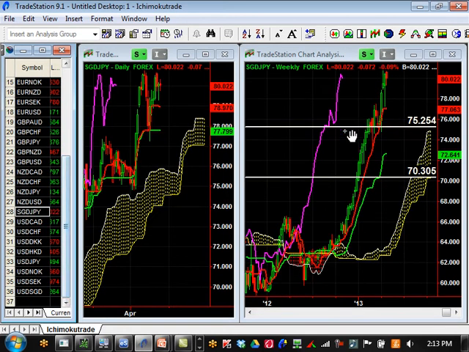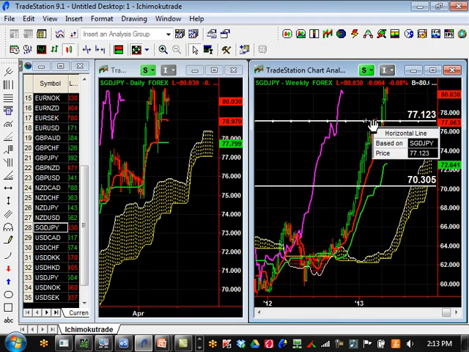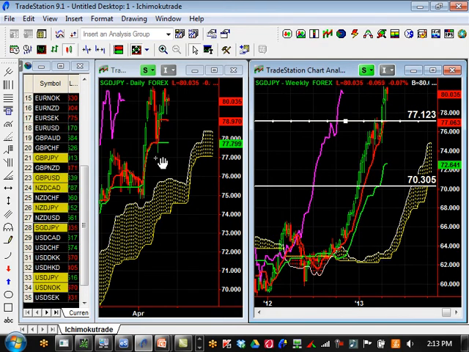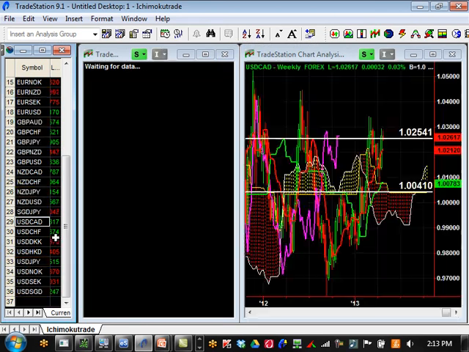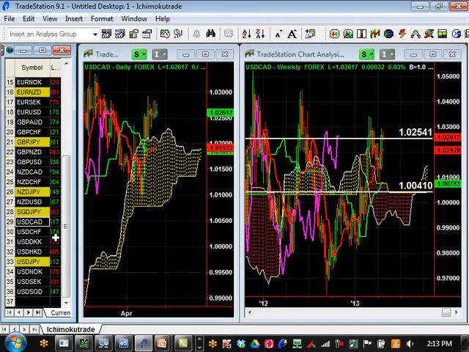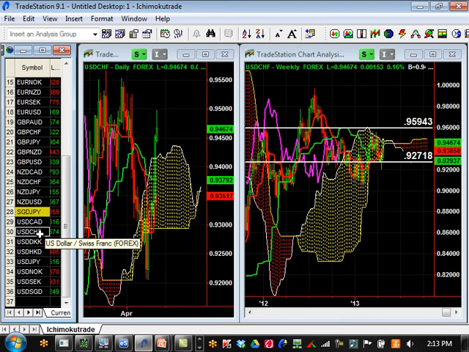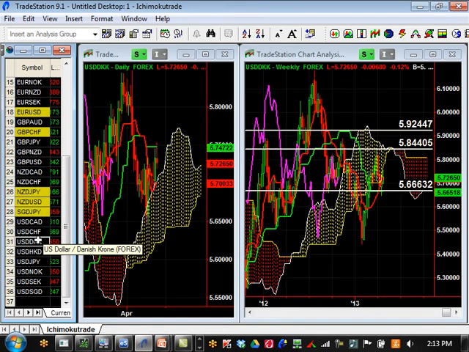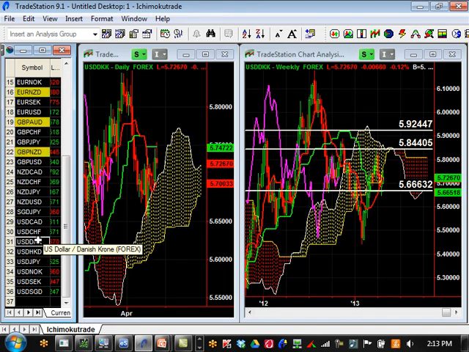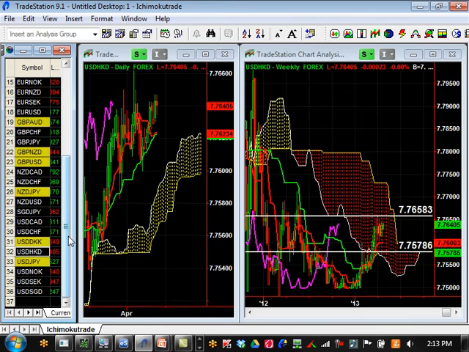Singapore Yen, still bullish, trending on both the daily and weekly. Nothing exciting on that one. Support level is going to be 77.12. US CAD, really just ranging between 1.004 and basically 1.0254. US Switzy just ranging between 92.71 and 95.94. US DKK is ranging between 66.63 and 84.40. US Hong Kong is basically ranging between 75.78 and 76.58.